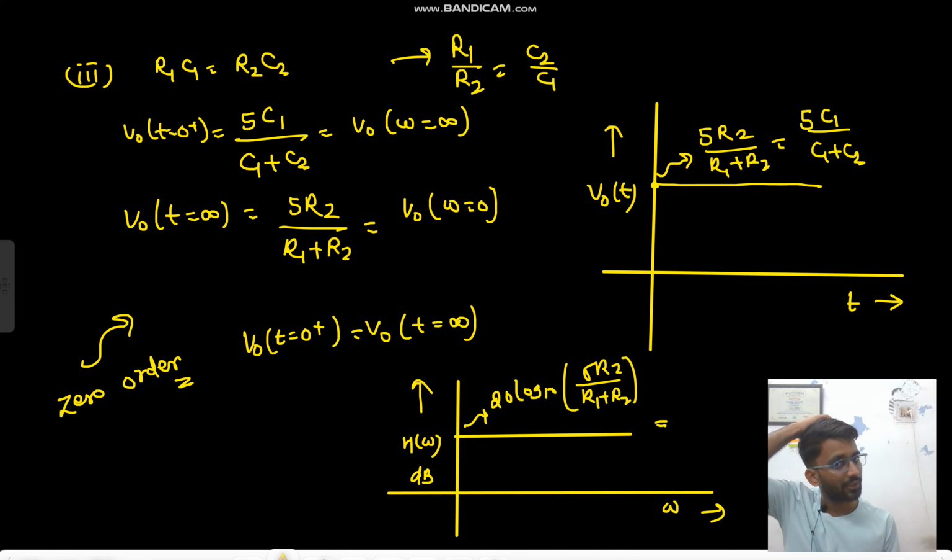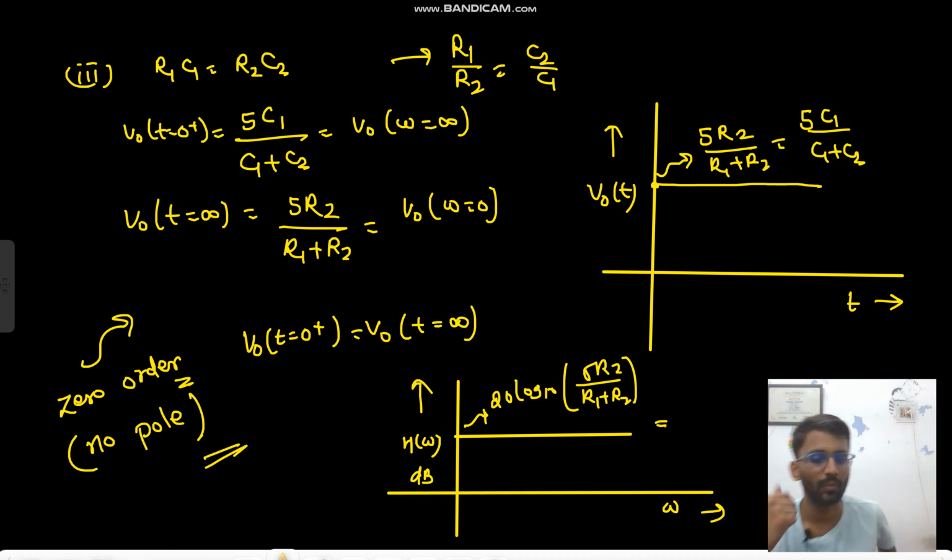Why so? Because it had no pole, no zero. Zero can't decide the order, only poles decide the order. So no pole. It has no pole. So the order of the circuit will be zero, because just as you are applying the input, your output is stable. So this is zero order circuit. Okay, it had no pole. This is zero order circuit.